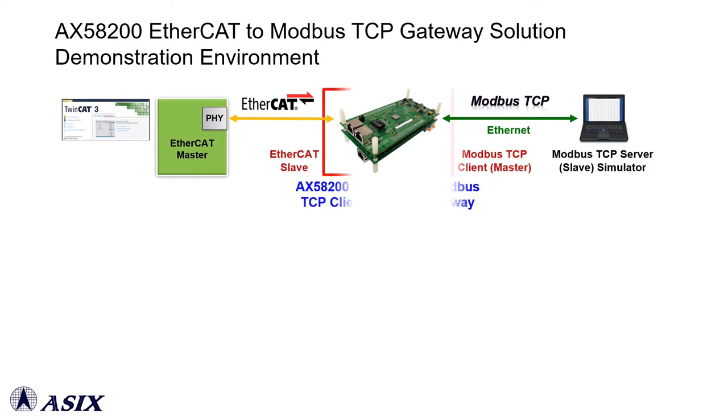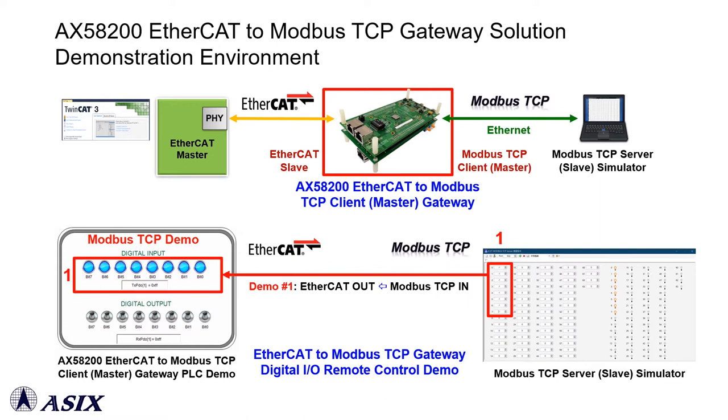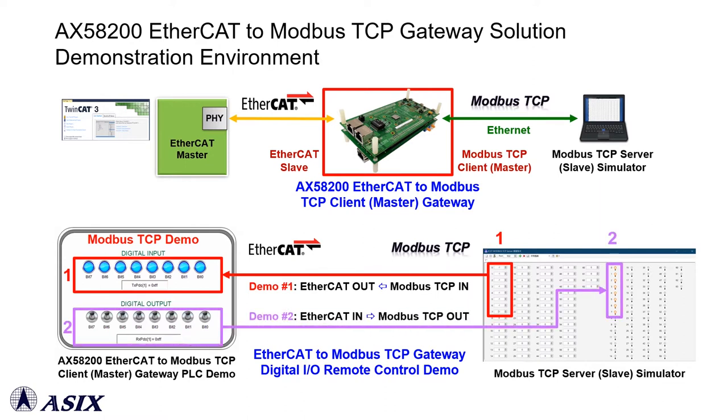This is the demo environment of AX58200 EtherCAT to Modbus TCP gateway solution. Designers can run AX58200 TwinCAT PLC Modbus TCP Demo Utility and Modbus TCP Server Simulator to demonstrate digital I/O remote control functionalities between EtherCAT and Modbus TCP networks.